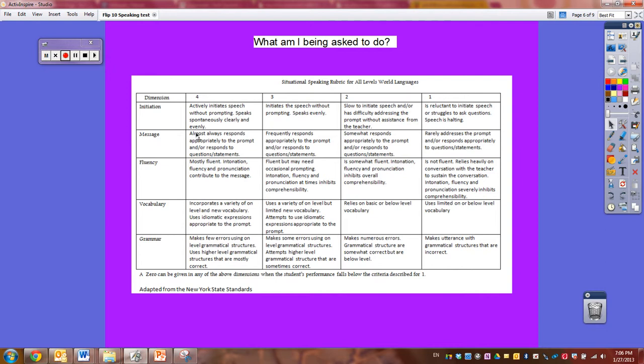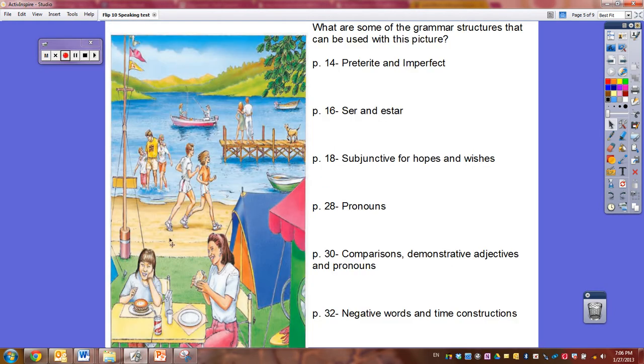First of all, we talked about intonation. Actively initiate speech without prompting. This means that your teacher's not dragging the information out of you. Speak spontaneously and clearly and evenly. So in other words, speaking without having pauses and without the teacher prodding you on. Message. Almost always responds appropriately to the prompt and/or responds to questions and statements. So when you're responding to the prompt, did you include everything that was in here, or were you making up stuff that didn't happen? And did the teacher have to come back and ask you a lot of questions in order to get the whole meaning from the picture?